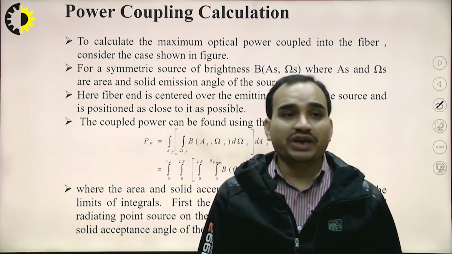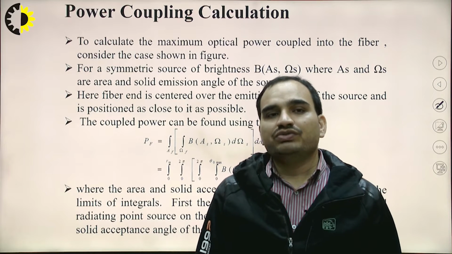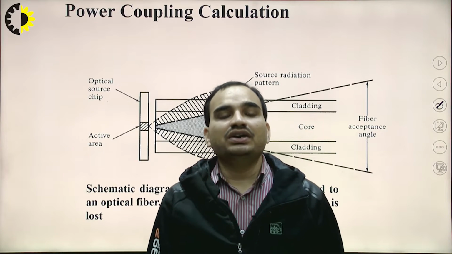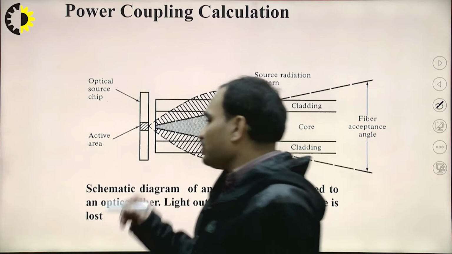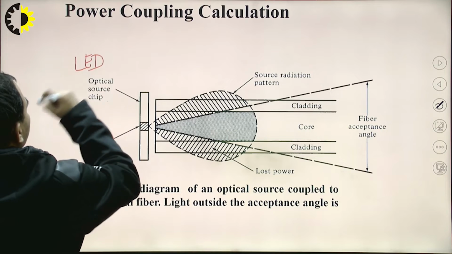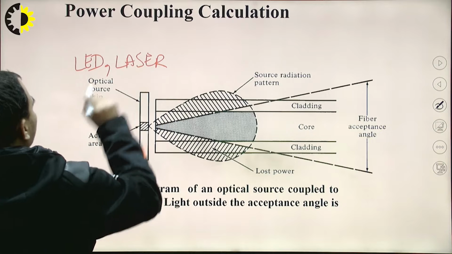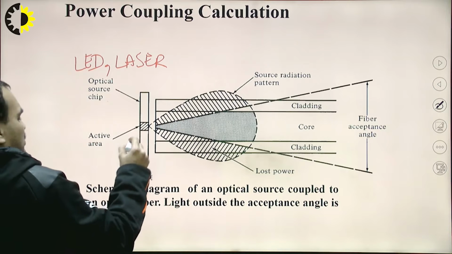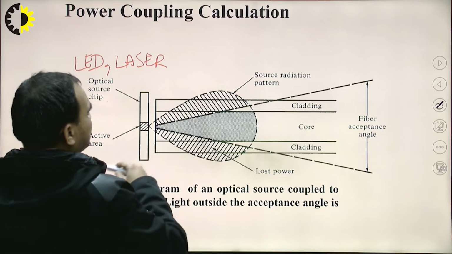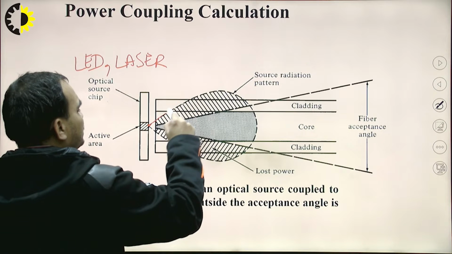That's our first topic. To calculate the maximum optical power coupled into the fiber, consider the case shown in the figure. As we can see in this figure, here we have the source of light, that is maybe an LED or the laser, which we have discussed in our previous lectures. So it is generating the optical light or the intensity. Now this intensity distribution, we can see it is here.